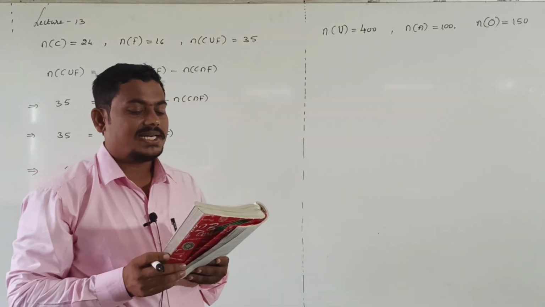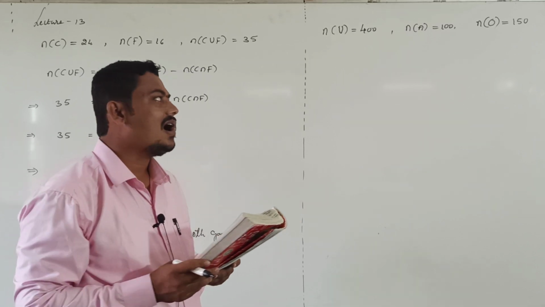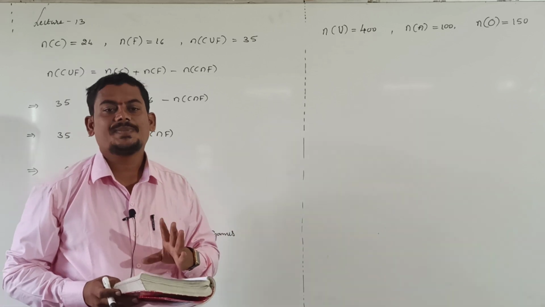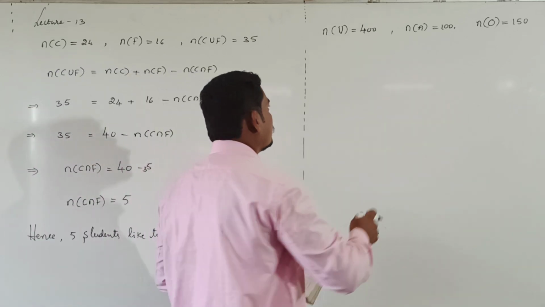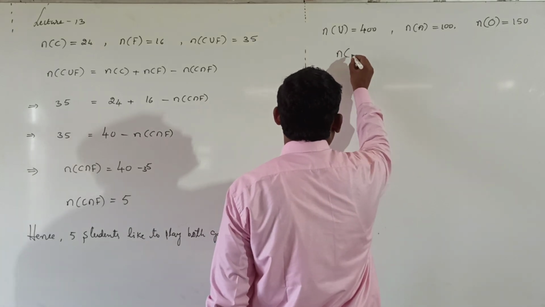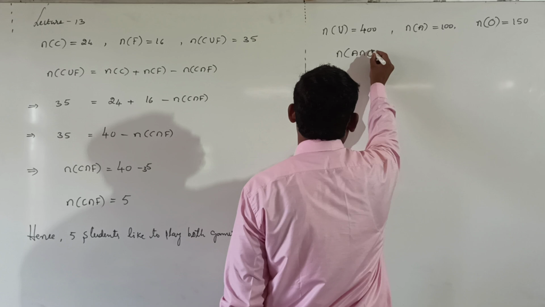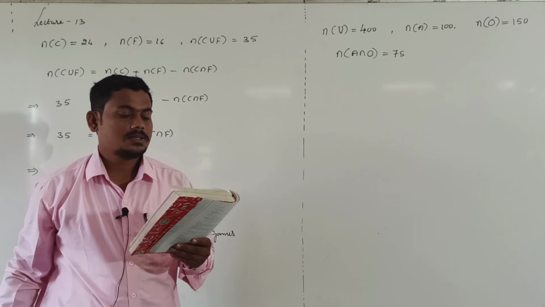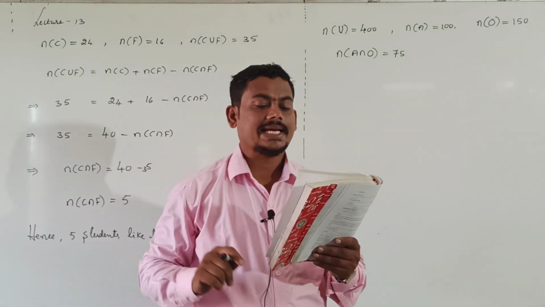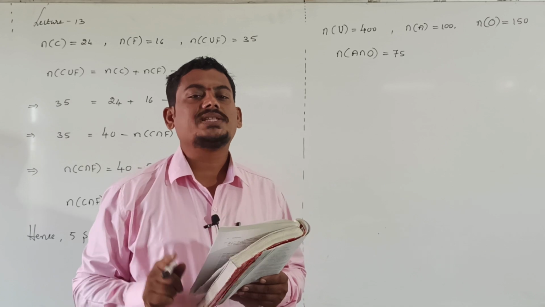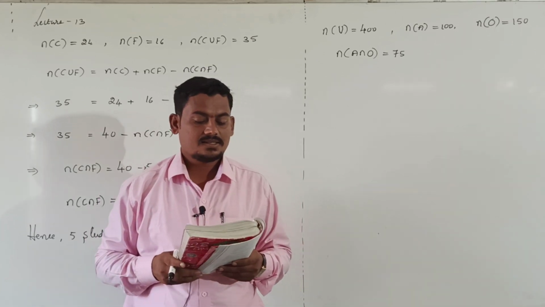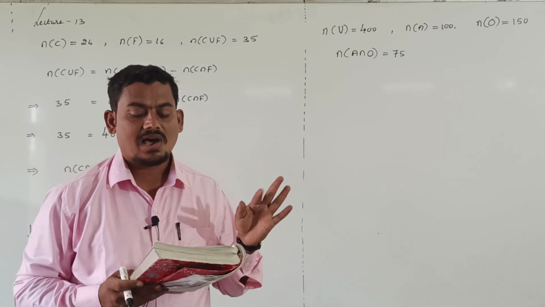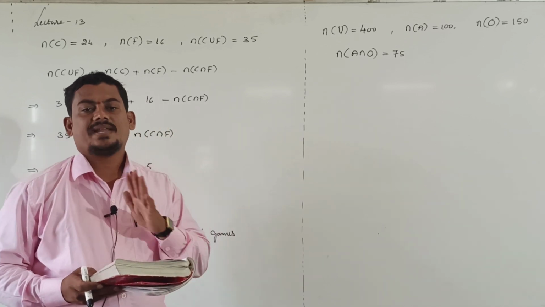And 75 were listed as taking both apple as well as orange. Both apple as well as orange means intersection. And one more condition they have given, n of A intersection O is equal to 75. Find how many students were taking neither apple juice nor orange juice. This problem is very important for 3 mark.